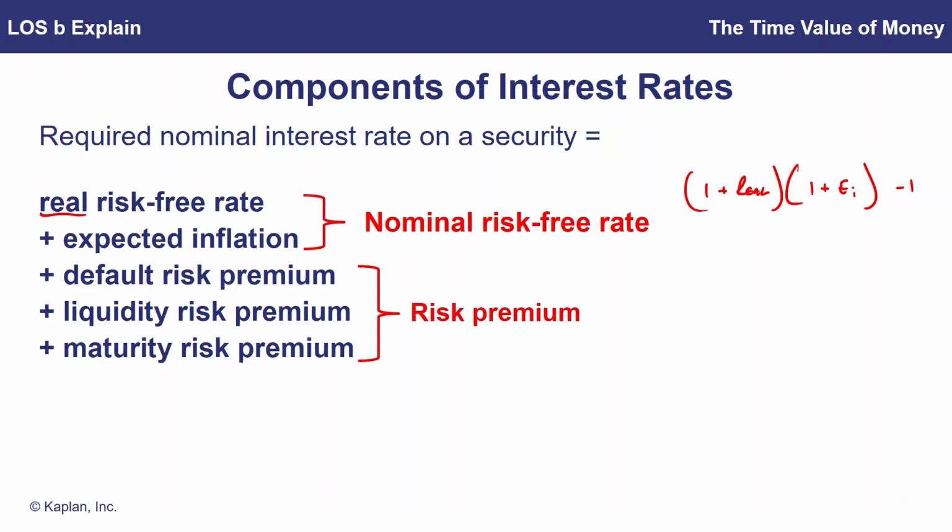So notice, therefore, we're taking an additive approach: take the real risk-free rate, add on expected inflation to get the nominal risk-free rate, and then add premiums for each risk that you identify.